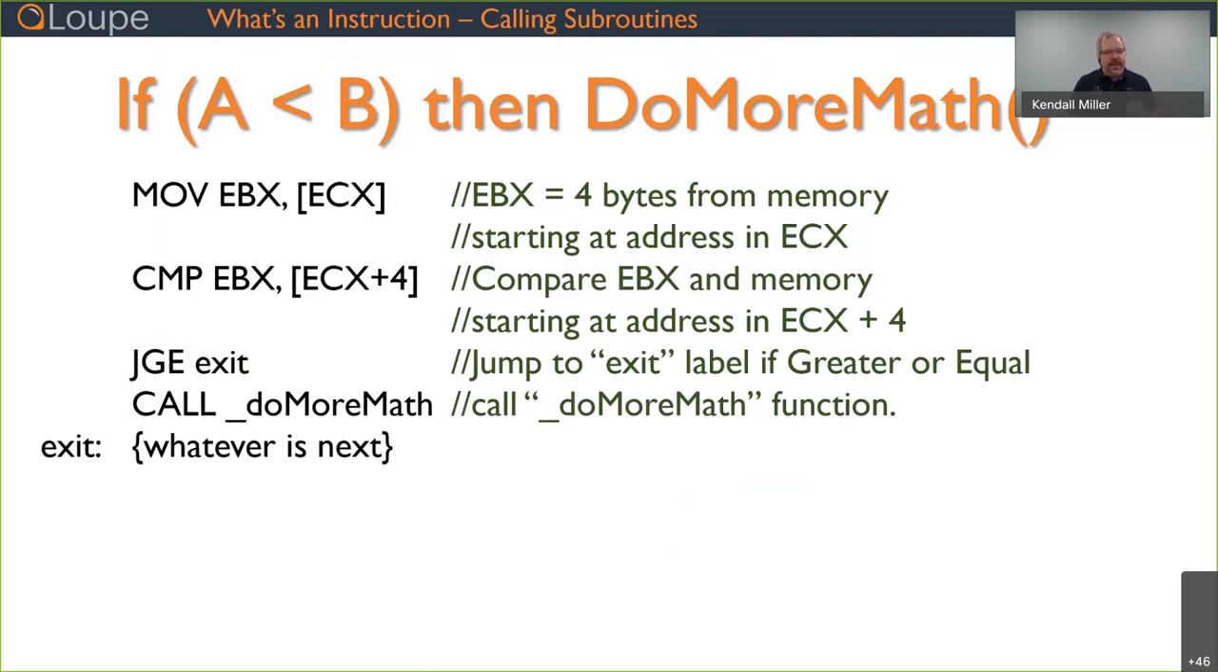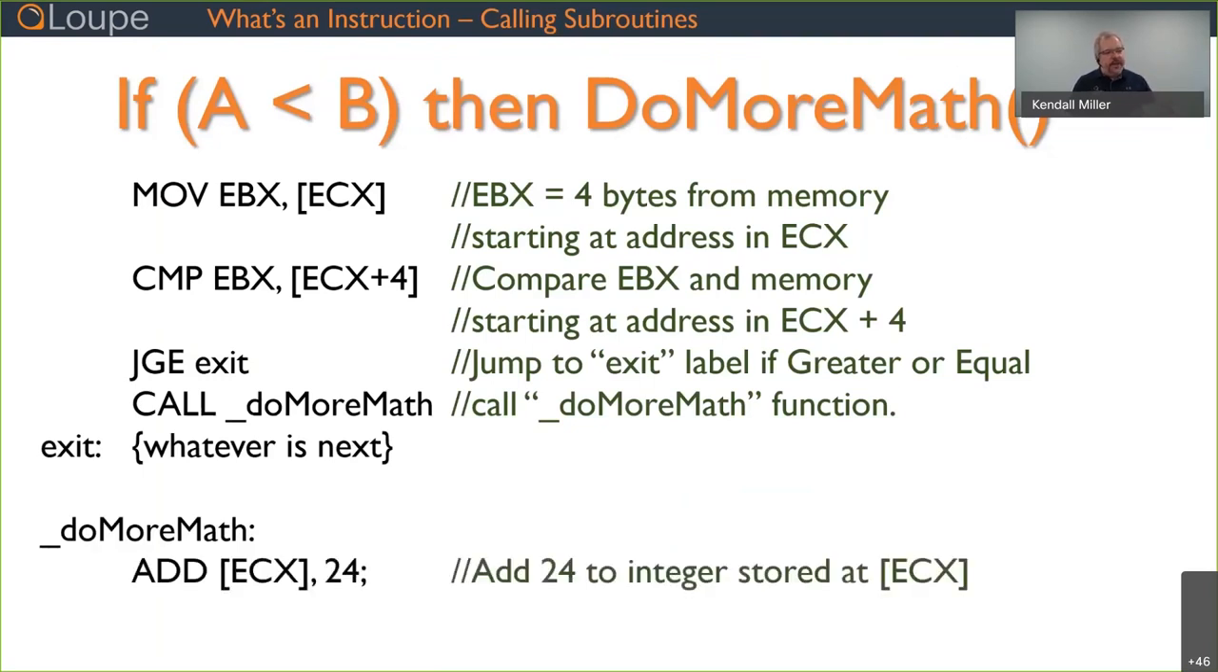Now, here's where things get a little entertaining. Here's my little do more math function. It's a label in my code somewhere. And it says, hey, I want you to add 24 to that integer value stored in ECX. And then ret, return to wherever you came from. So I got call and I got ret. Call, return. And so when you return, you're going to end up basically executing whatever that exit value pointed at.